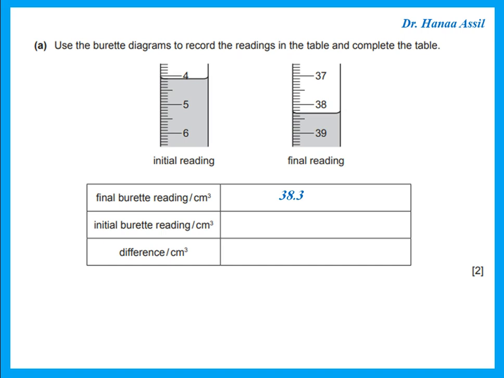This is 38.3. I'm going to remind you again that you do not put units inside the table. It is already written there. He says final burette reading in centimeter cubed. So don't go and write 38.3 centimeter cubed. You don't write that again. Then the initial burette reading. What is the initial burette reading? That is 4 point something. So this is 4 point what? This is 4.1. Of course, the difference is the final minus the initial. So in this case, the difference is 34.2.